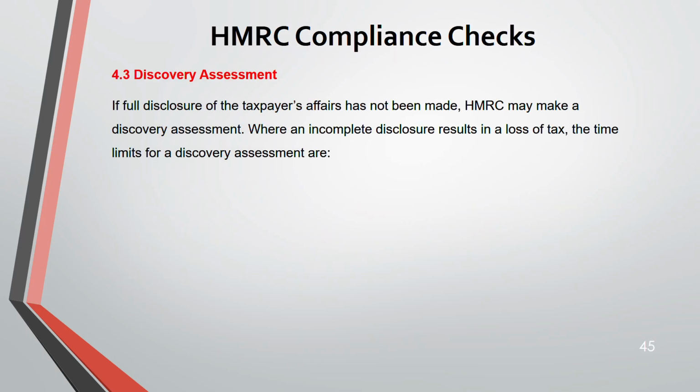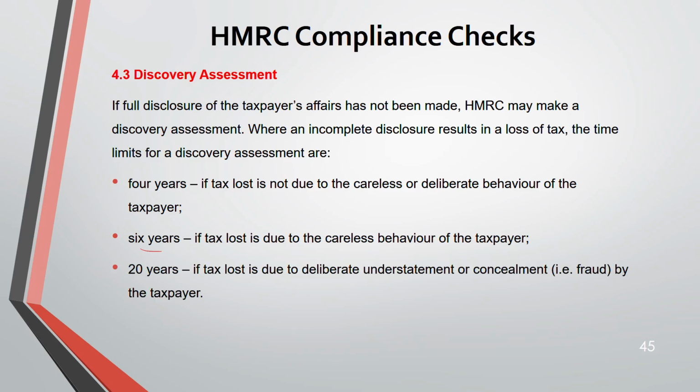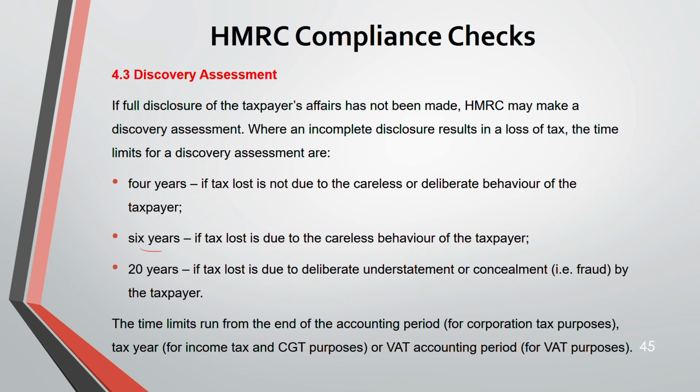Now, if the full disclosure has not been made, what happens? Then these are the time limits for your discovery assessment. 4 years if the tax lost was not due to careless or deliberate behavior of the taxpayer. 6 years if the tax loss was due to careless behavior, and 20 years if the tax was lost due to deliberate understatement or concealment of a fraud. So 4, 6, 20. Remember the condition, remember the years.